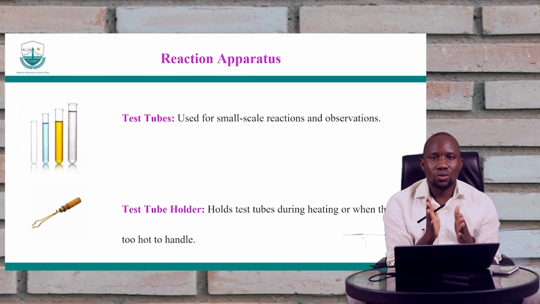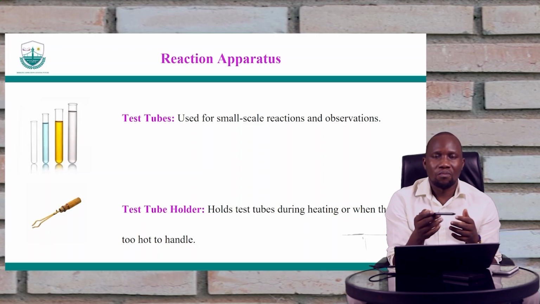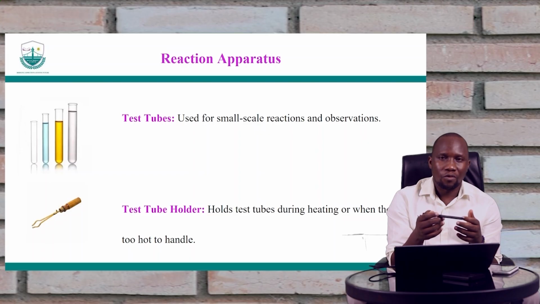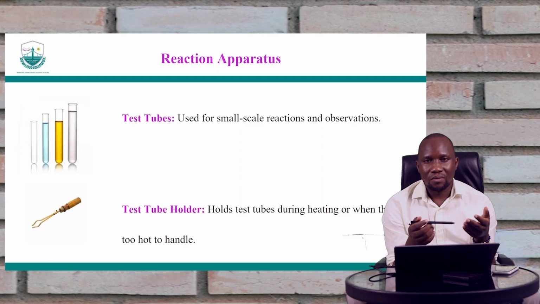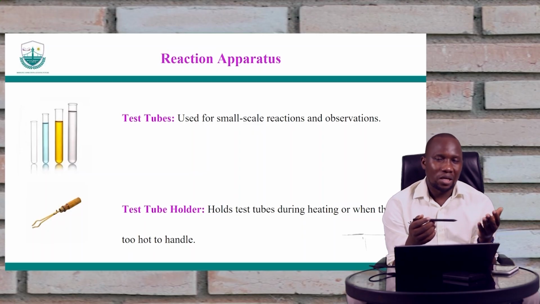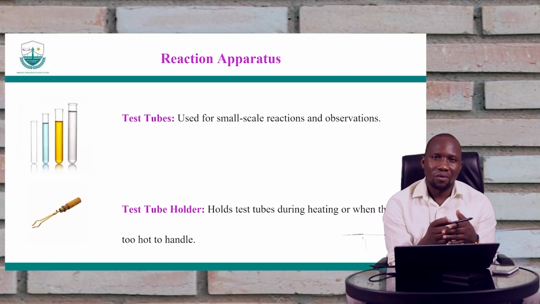So we go to the second category of apparatus, the ones that we use for seeing how the chemical reactions happen. Okay, the chemical reactions can happen in a test tube. They can happen in, for example, how do you hold the test tube, for example? Okay, so these are the type of apparatus that we're going to look at under reaction apparatus.